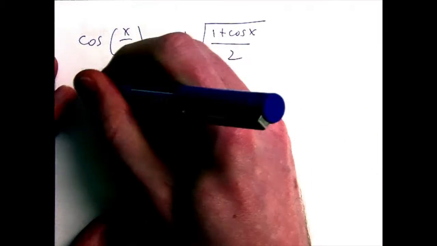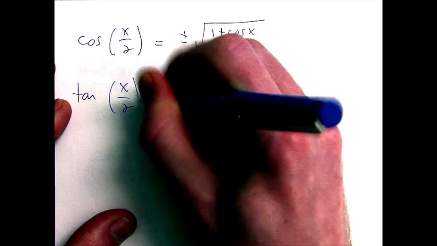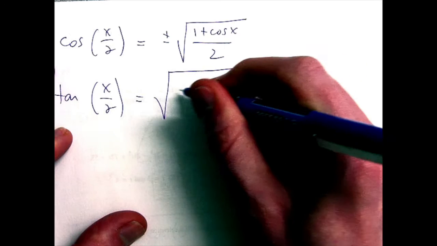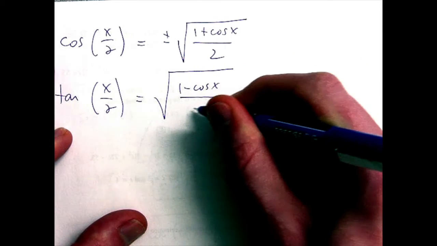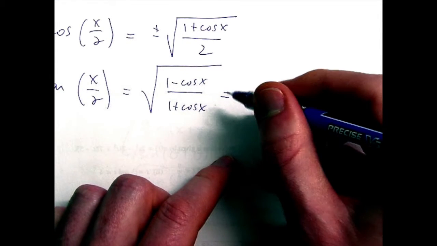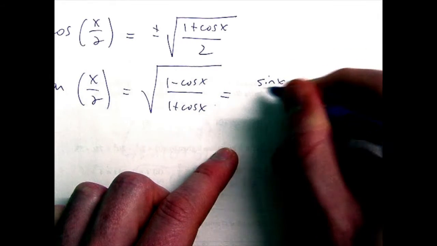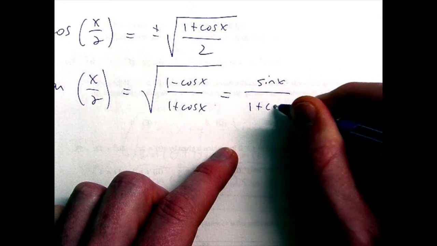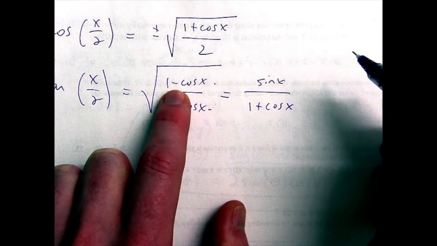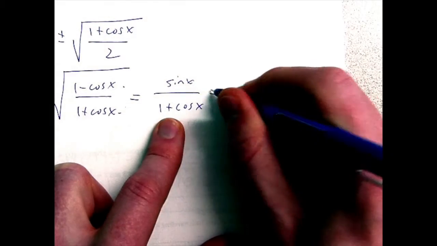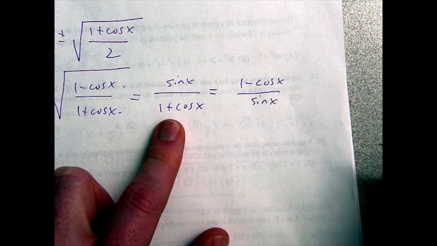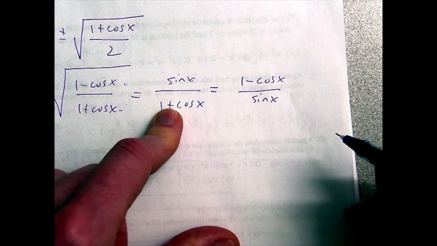And then finally, the tangent x over 2 formula. There's like 3 different versions of this. One is 1 minus cosine x over 1 plus cosine x. Turns out this can be rewritten as sine x over 1 plus cosine x. Basically, if you multiply top and bottom by the conjugate of the numerator, you'll get here. And this can be rewritten as 1 minus cosine x over sine of x by multiplying top and bottom by the conjugate of this denominator here.